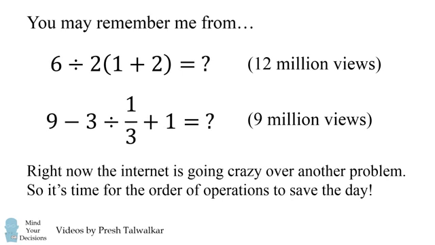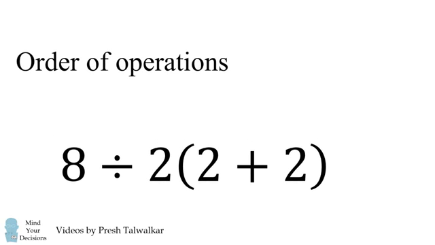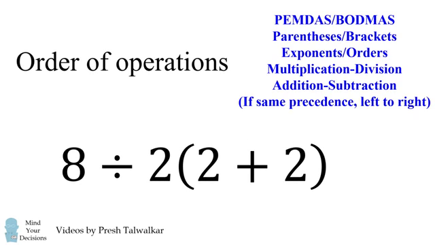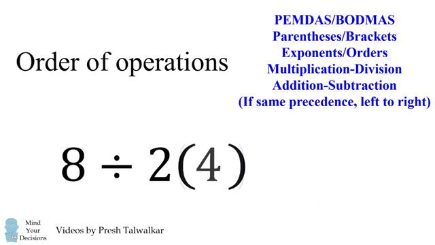Right now, the internet is going crazy over another problem, so it's time for the order of operations to save the day. What is 8 divided by 2(2+2) equal to? We'll calculate this using the order of operations commonly remembered by PEMDAS or BODMAS. We'll start with the parentheses. 2 plus 2 is equal to 4.